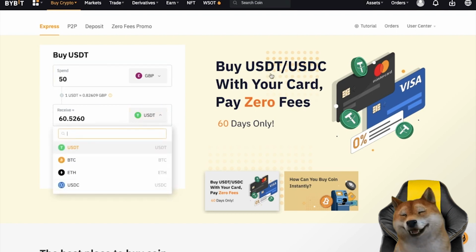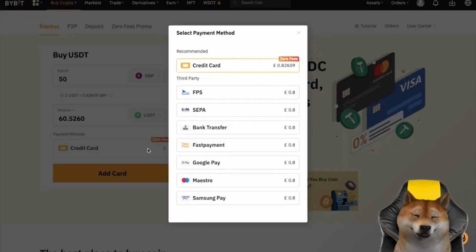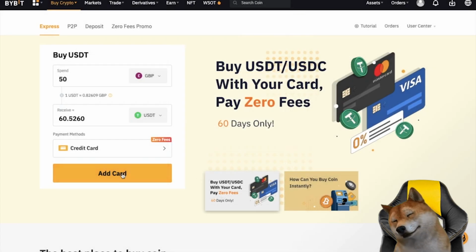Then choose your payment method, and with GBP you have the option of buying with the likes of a credit card, Faster Payment Service, SEPA, bank transfer, Google Play, etc., and these will all vary depending on your chosen currency. You'll then need to add a card and follow the instructions shown on your screen.